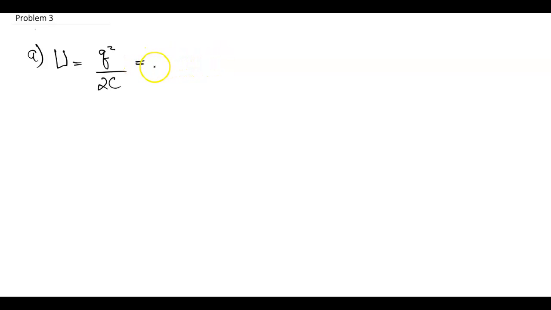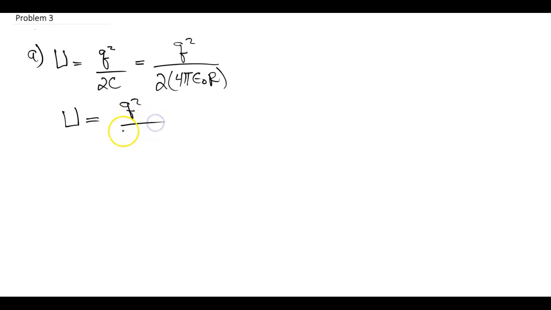And for a sphere, the capacitance can be given as 4 pi epsilon naught times the radius of the sphere. So this gives us that the potential energy is q squared over 8 pi epsilon naught r.